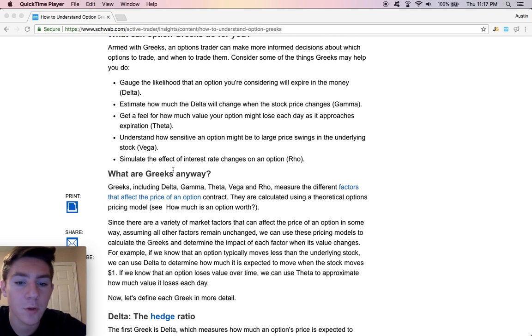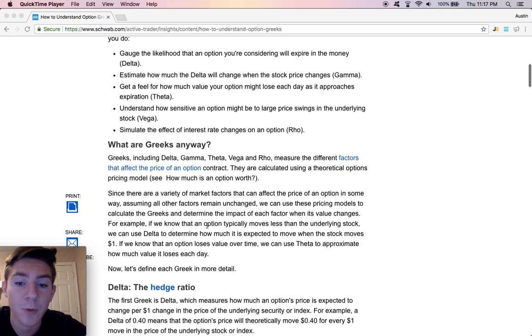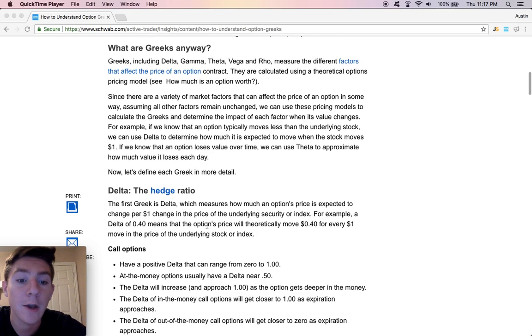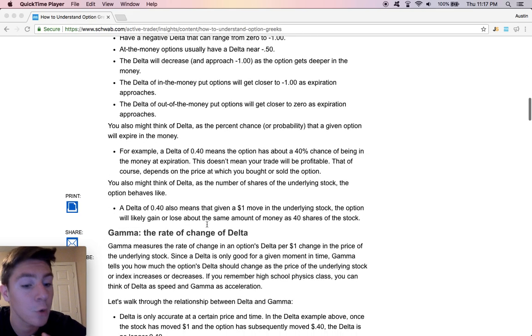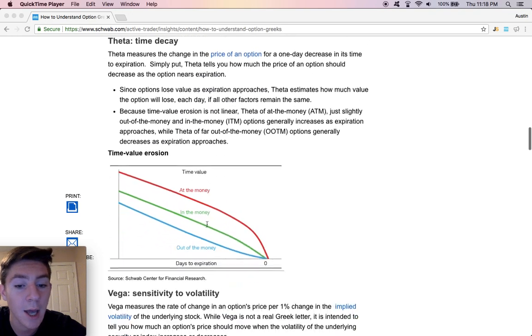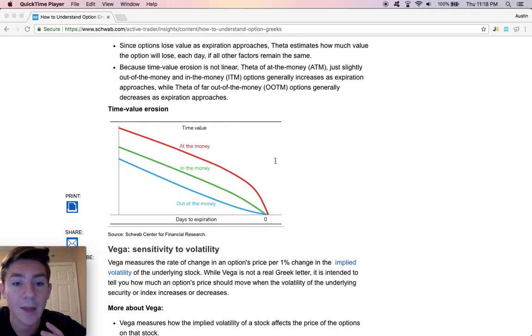Okay, Greeks include delta, gamma, theta, vega, rho. They measure the different factors that affect an option price. They're calculated by theoretical price. You can read up on all this if you want. So basically, this shows time value. This shows the time erosion of theta.